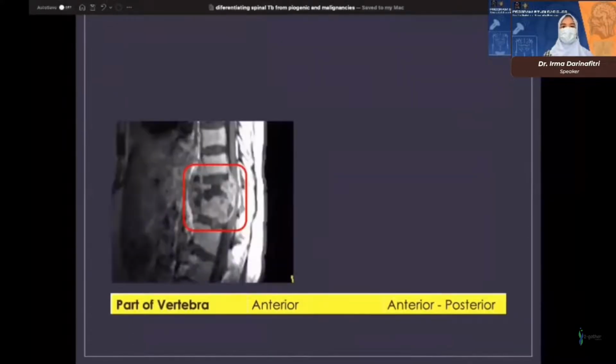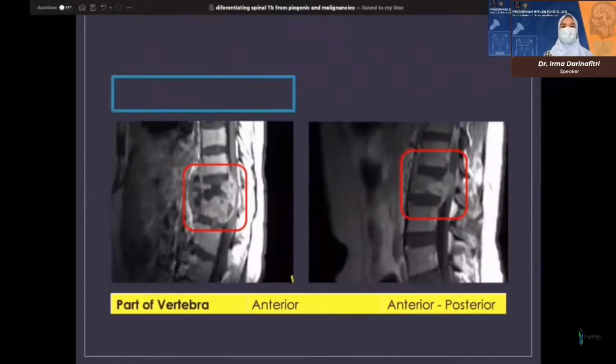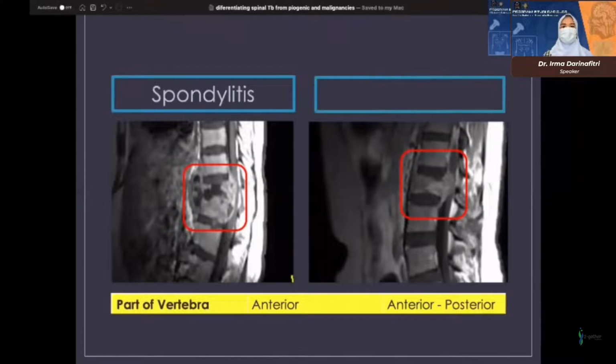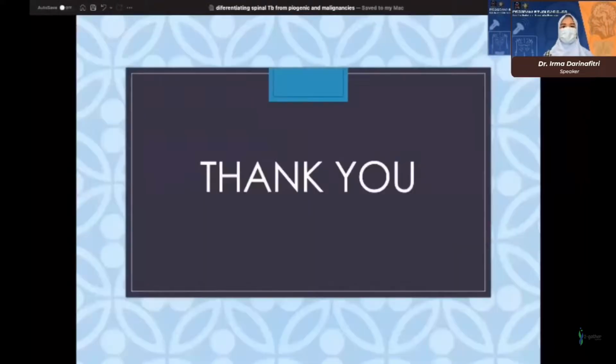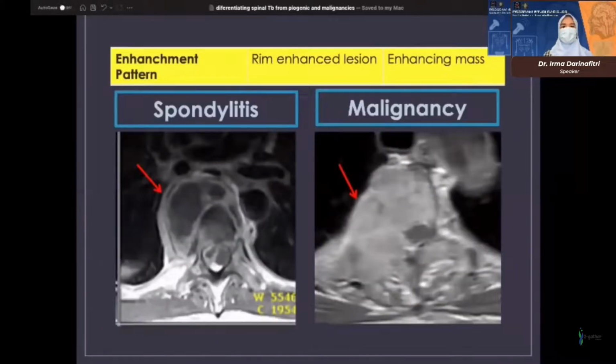MR gadolinium images of spondylitis show anterior involvement, which is more frequent than anterior-posterior in malignancy. MR gadolinium images show that spondylitis has rim enhancement with more cystic lesion, than malignancy with heterogeneous bulging solid mass enhancement.